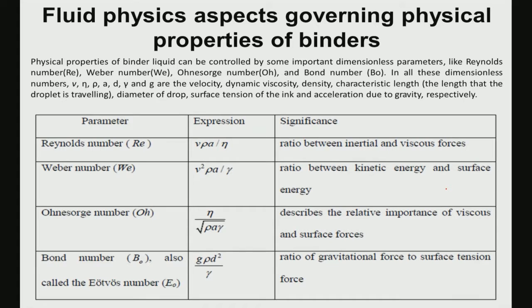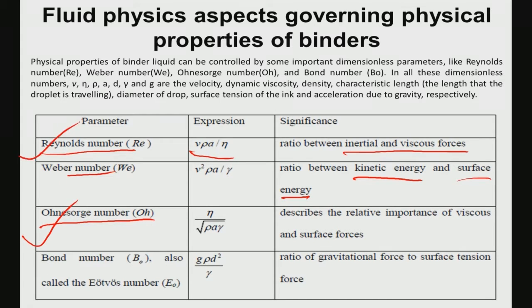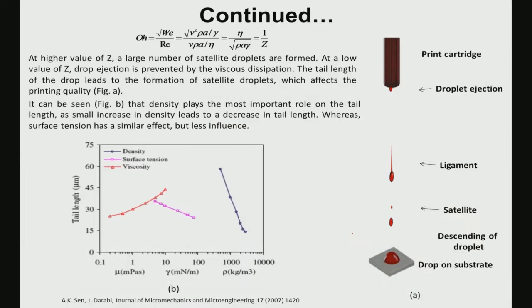From the fluid dynamics part, there are certain dimensionless numbers which most mechanical engineers are aware of. One is the Reynolds number, which is essentially the ratio between the inertial and viscous forces. Then there is the Weber number, that is essentially the ratio between kinetic energy and surface energy, and third one is the Ohnesorge number. This Ohnesorge number is more important, and Reynolds number is equally important, as I will show you in the next slide. So, Ohnesorge number essentially describes the relative importance of the viscous and surface forces, and the fourth one is the Bond number, that is the gravitational force versus the surface tension force.